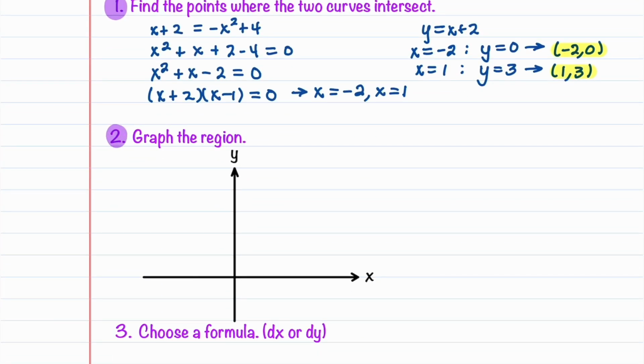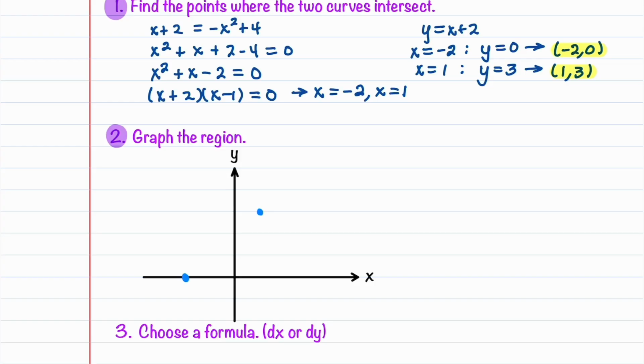Our second step is to graph the region. We're going to begin by plotting the two intersection points that we just found. The first point is at minus 2, 0, so we'll put that right there. And then the next point is 1, 3, and we'll put that point right here. I find that I like to wait to label these two points until I go ahead and get the graphs drawn. That's what we're going to do now.